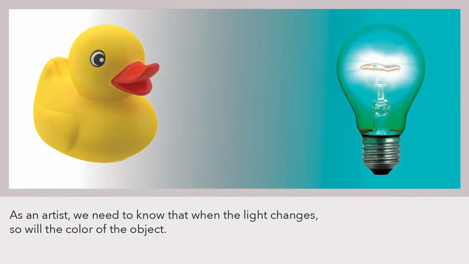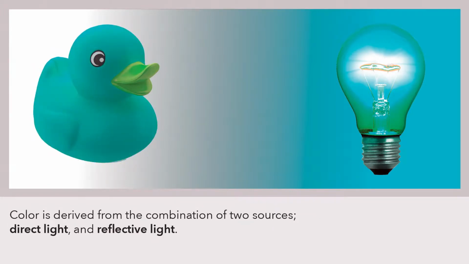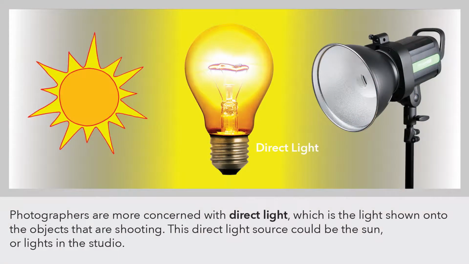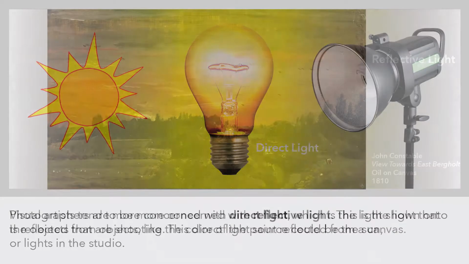As an artist, we need to know that when the light changes, so will the color of the object. Color is derived from the combination of two sources, direct light and reflective light. Photographers are more concerned with direct light, which is the light shown on the objects they are shooting. This direct light source can be the sun or lights in the studio.